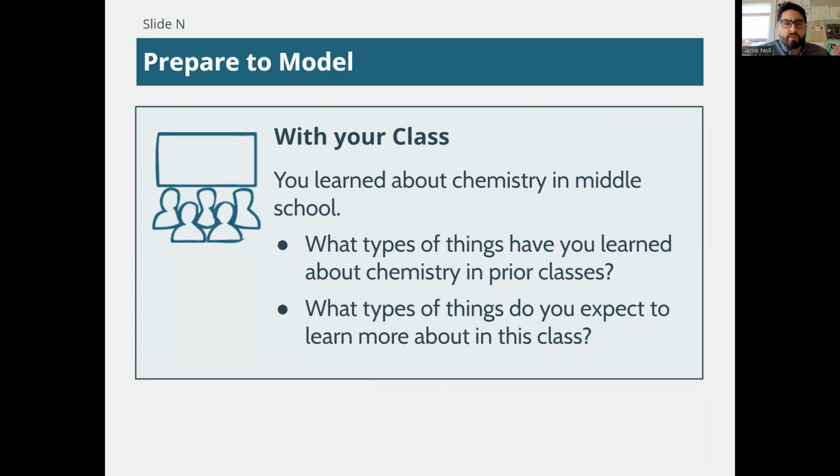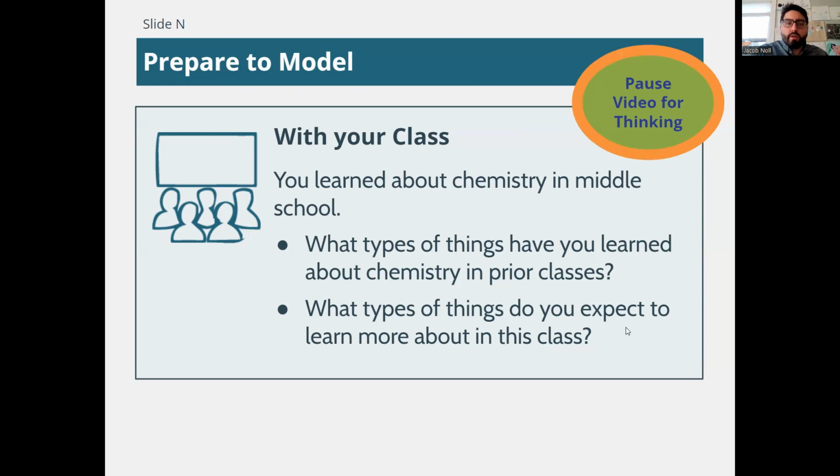In a moment, we're going to start to model what we think is an explanation for why sea levels are rising. But before that, we want to approach these models with what we're hoping to gain out of this course this year. So take a moment and consider two questions. What types of things have you learned about chemistry in prior classes? Because we want to build upon the knowledge we've built so far in the 14 to 16 years that we've lived on this earth. And what types of things do you expect to learn more about in this class? Because that helps to prepare us so we can look at this modeling and making sense of sea level rise under these conditions. All right, take a moment and consider those two questions. You can pause the video now.